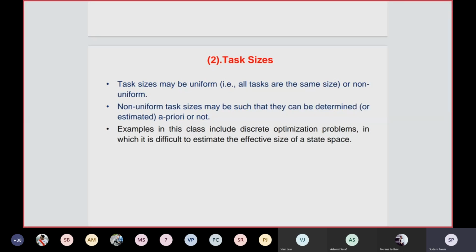Then in case of non-uniform size tasks, it may be that they can be determined a priori or not. So non-uniform size tasks may not be predicted or determined a priori, or sometimes you can determine the sizes of those tasks also, if you are using the fine-grained approach or the coarse-grained approach.